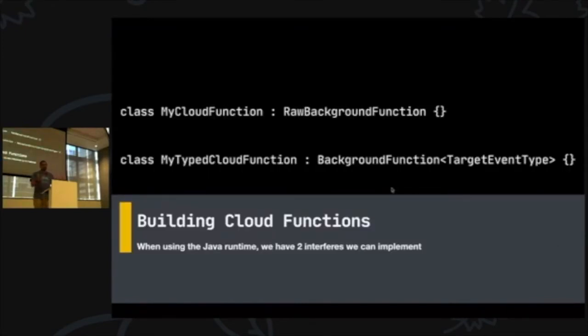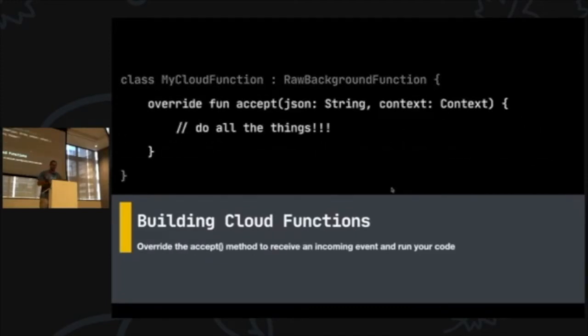And like I said, all we really need to do to get started is to write a class that implements one of two interfaces: either RawBackgroundFunction, which will return to us the message payload just as raw JSON, and we can do with that what we need to, or BackgroundFunction, which takes a type. So if we wanted to create a data class and have it serialize that for us, we can do it that way.